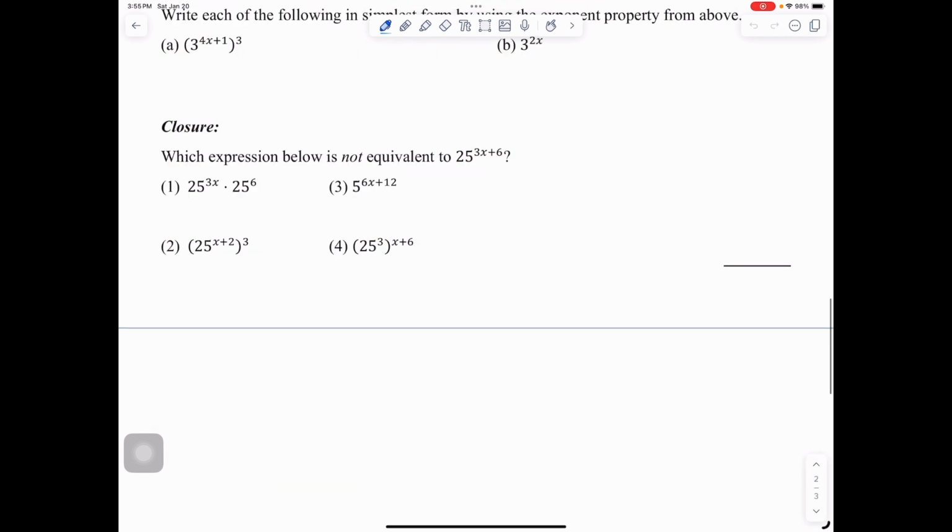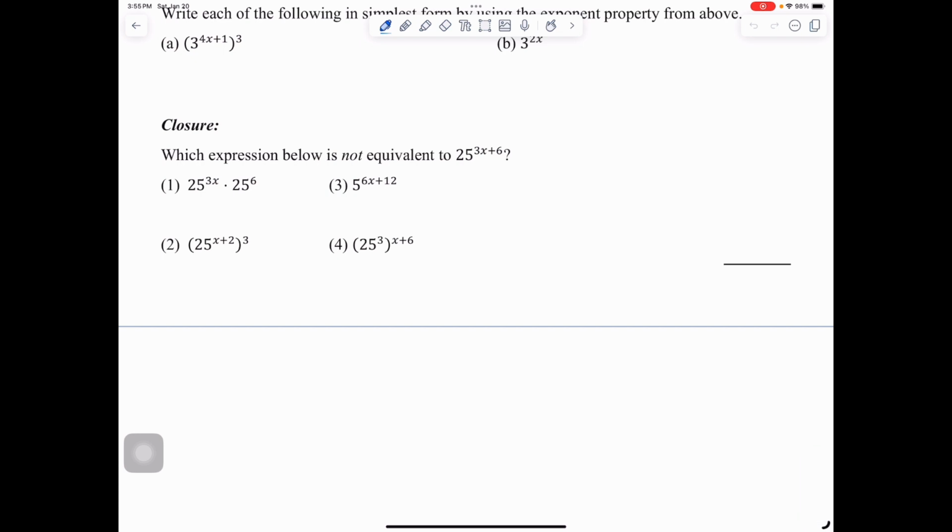And now to finish up our lesson today, I'd like you to try the closure question by yourself. It says, which expression below is not equivalent? So that's really important. Which one is not equivalent to 25 to the 3x plus 6? So a couple of hints here. Make sure you pay attention to not.